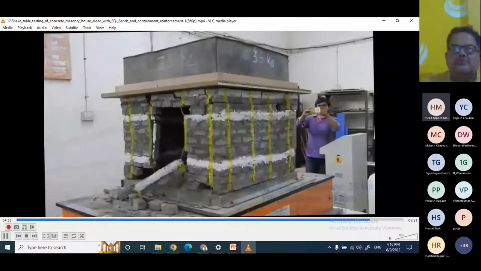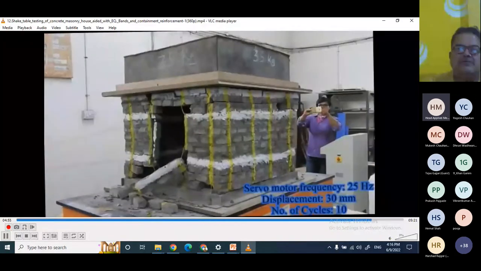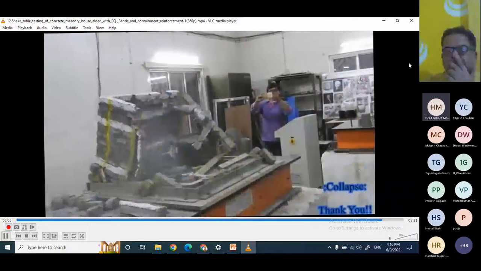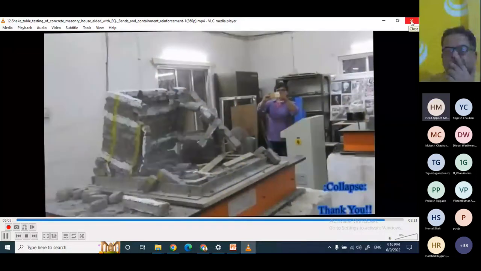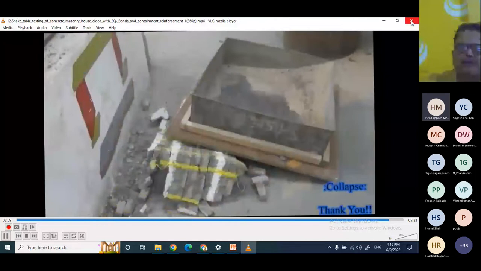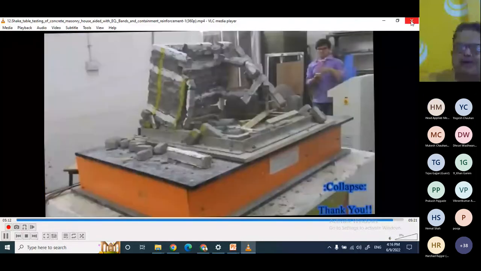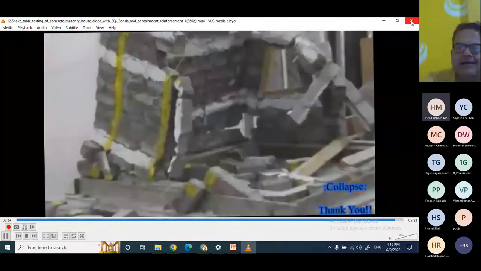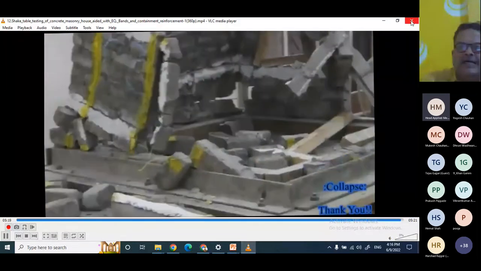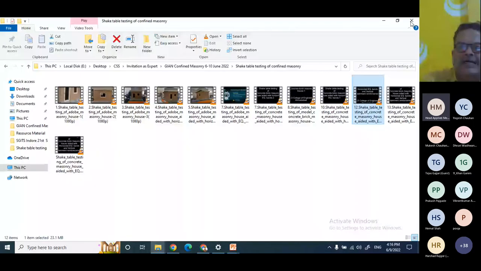Now you can see it will fail, right? Still you can see it takes a lot more earthquake energy, and before failure it gives you a lot of warning, right? You can come out of your building. In the previous building it is possible that you may not come out of your building, but here it gives enough time to come out of your building.